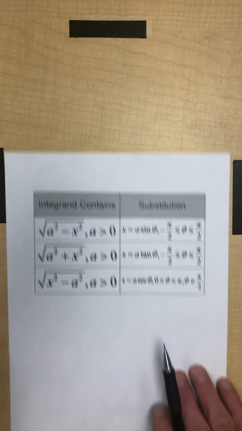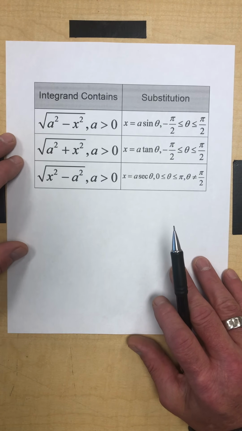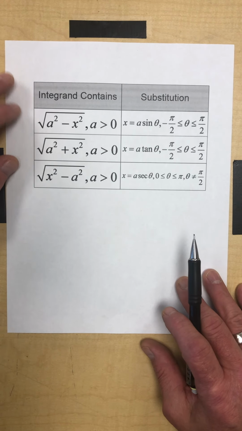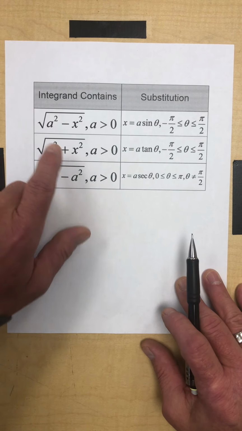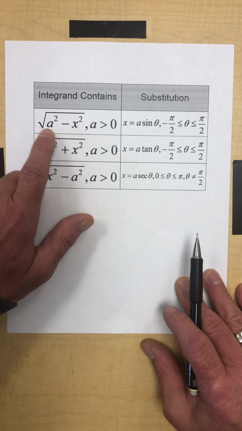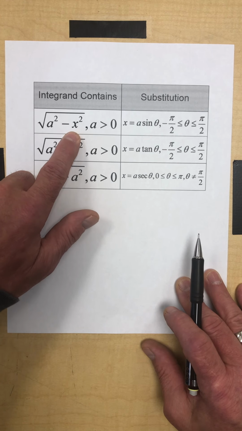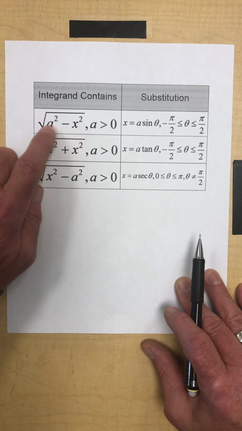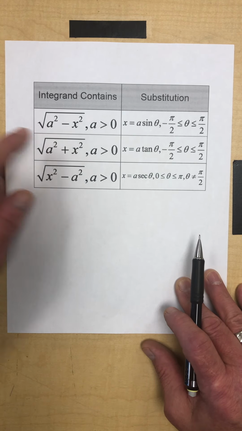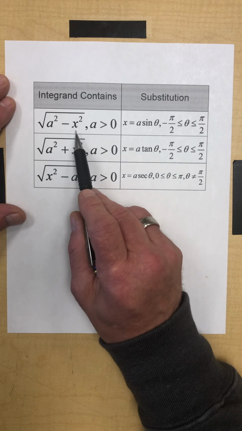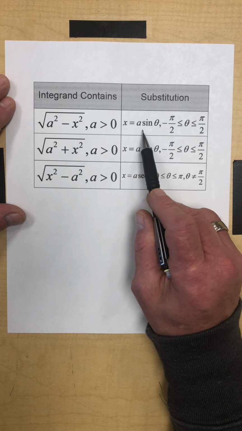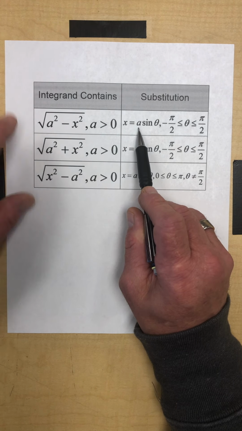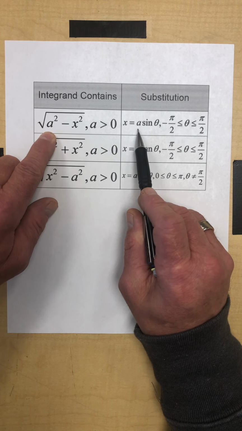And again, this is in your notes. If we have an integrand that contains the square root of some constant minus x squared, we can write that constant as the square of some number a. And so we would always substitute in for x a times the sine of theta. And so notice that a obviously would be the square root of that constant.